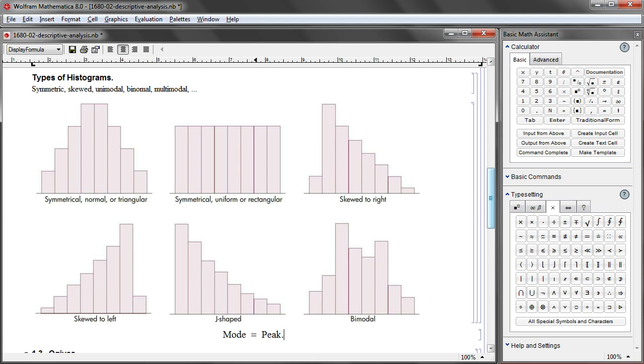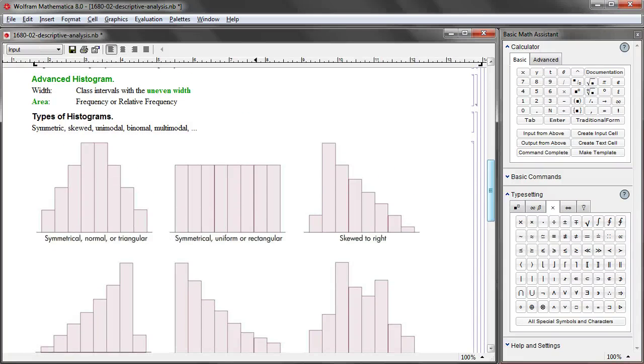Skew to the right means stretched toward the right, and skew to the left means stretched toward the left, not the other way around. And finally, number 6 is bimodal. There are two modes, there are two peaks. If you have more than two, then you can use the term trimodal or things like that, but usually we call those just multimodal and just walk away.